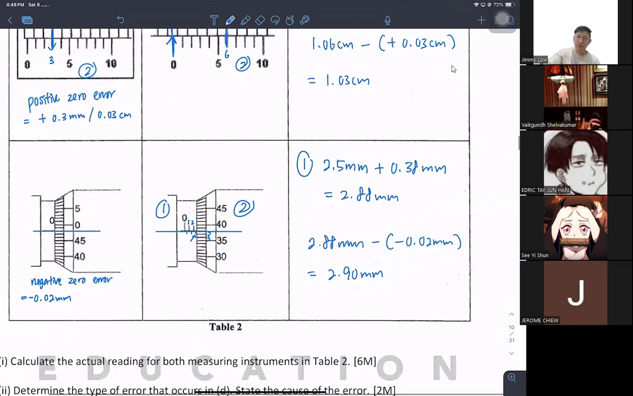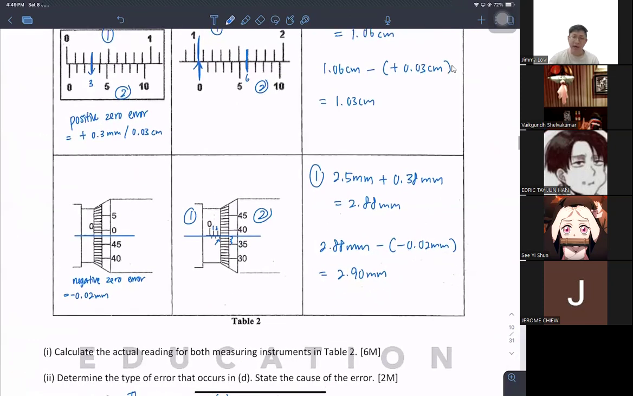So bring back to the formula. You minus out, minus, minus, negative, negative, positive. So you add back the one that you miscalculated. You calculated less, so you add it back, and it becomes 2.90 mm. So this is how you get the actual reading, as we said.